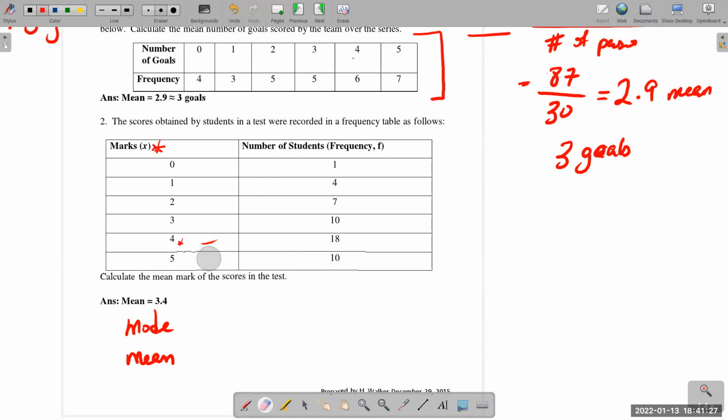Everybody see that? All right, so we need to find the mode of this table here. What is the mode mark based on this information here? Which mark is the most popular?